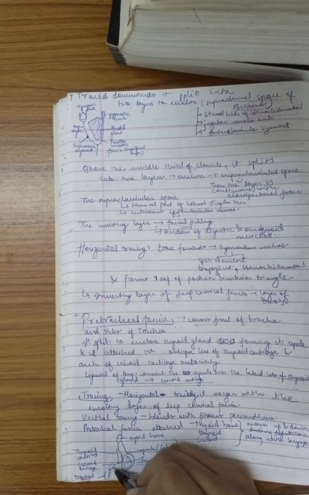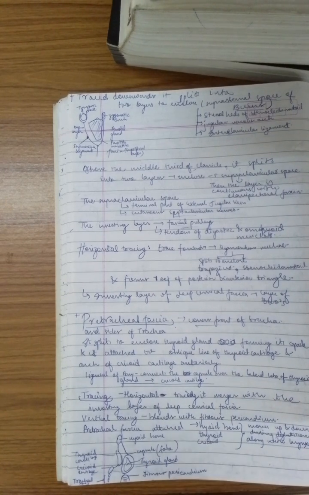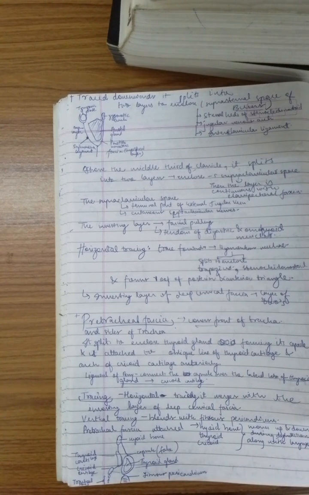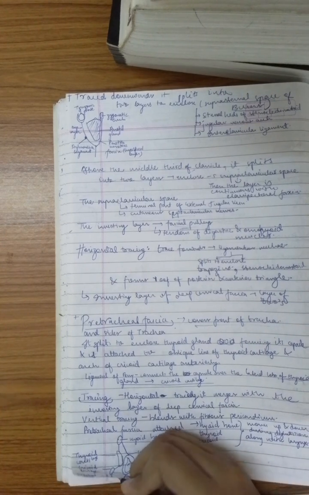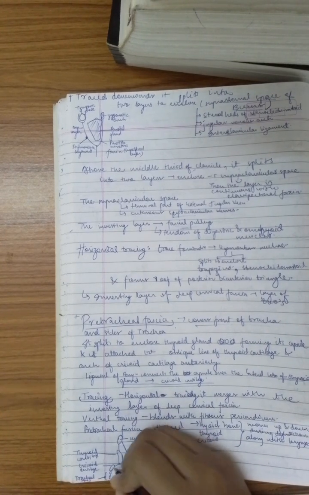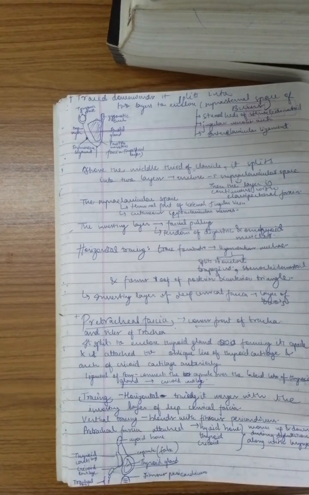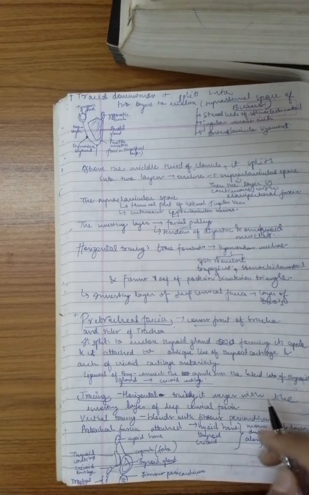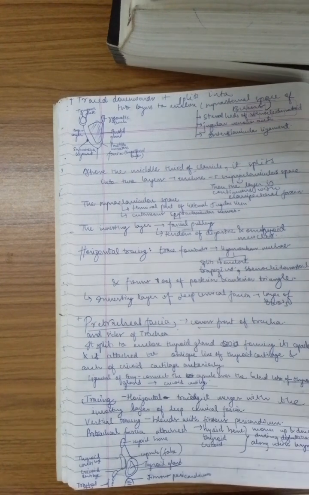Okay, it is attached, but I think I did not draw that. The one which is attached to the cricoid cartilage is called the ligament of Berry actually. So here it is attached. This is the cricoid cartilage. That is also called the ligament of Berry. And then we trace it horizontally. It merges with the investing layer of deep cervical fascia.